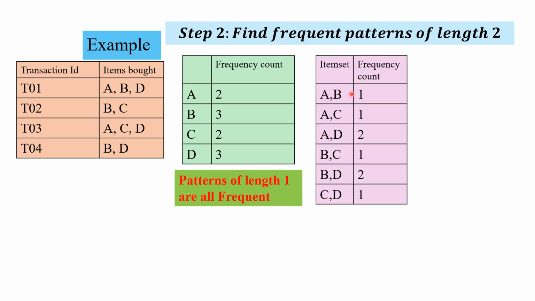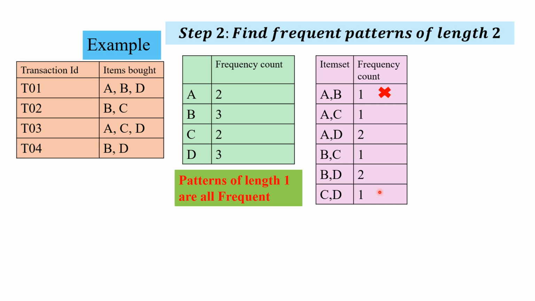So we find the patterns of length 2, that is all combinations of these 4 items: AB, AC, AD, BC, BD and CD. There are 6 such pairs and we take the frequency count as before. So AB occurs only in the transaction T01. So we get the frequency count of 1. Similarly, AC is only in T03. Again, we get a count of 1. AD occurs in T01 and T03. So the count is 2 and so on for all the pairs.